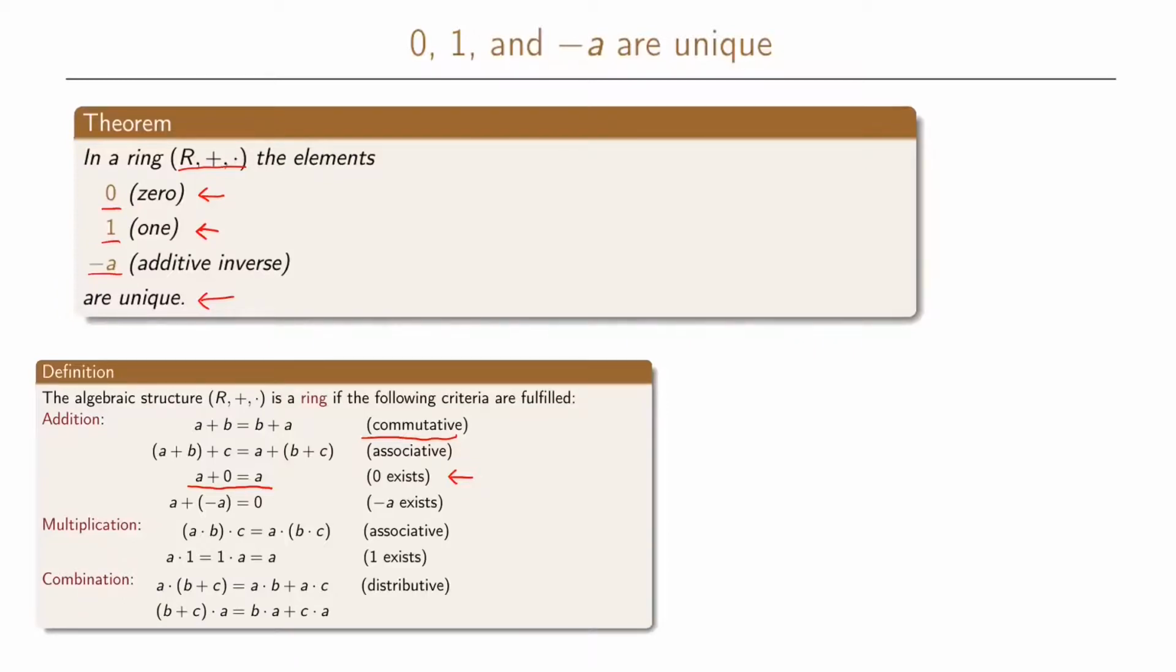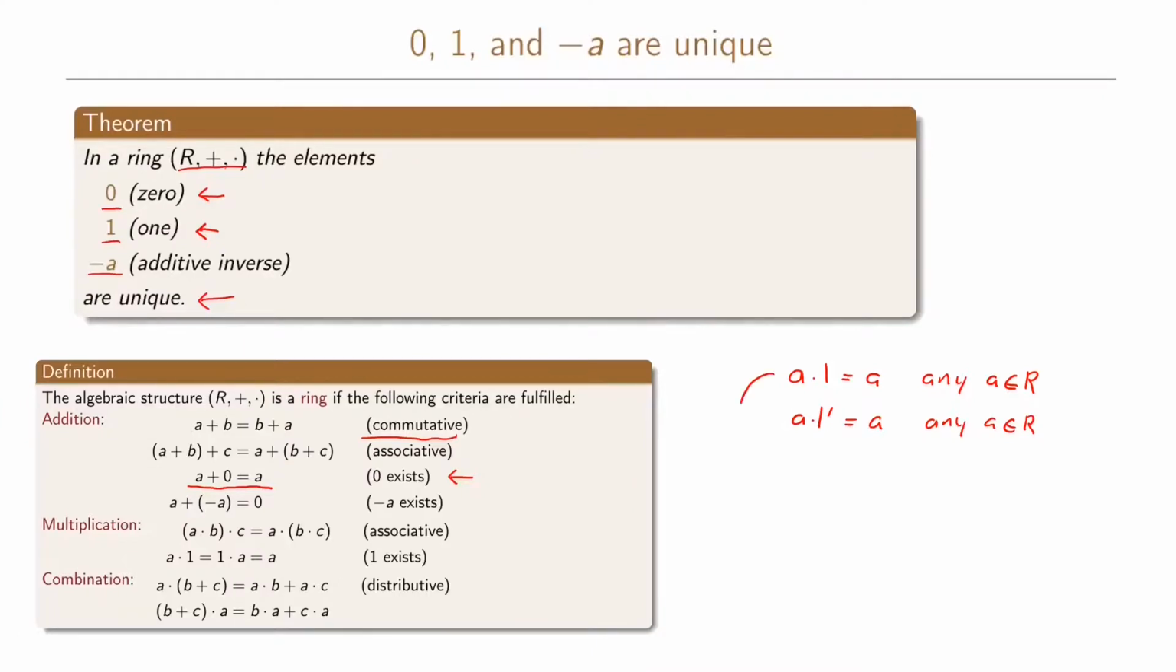This will be done similarly to the case that we had for the 0. So assume now that the 1 is not unique. It means that we can write a times 1 equals a for any a in R. And we can also write, if we have another element that is also a 1, which we call 1 prime, a times 1 prime equals a, and this will hold for any a in R.